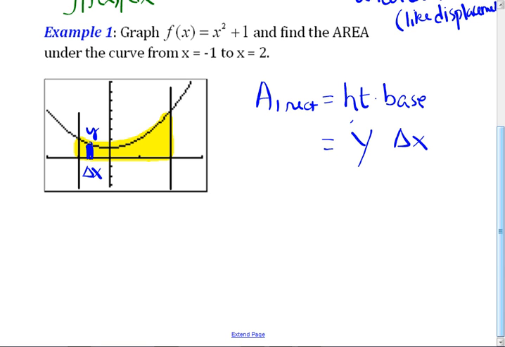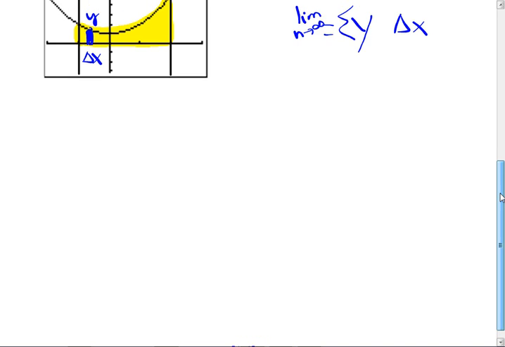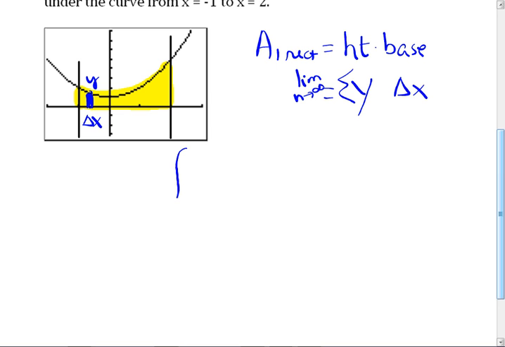Because I'm going to do what to this? I'm going to add that all up, take the limit, and let n go to infinity. And Riemann says, I don't want to write it that way. I don't like it. So I'm going to write it this way. It's the integral of y dx. Right? Now, the dx tells you what variable you want in your integral.